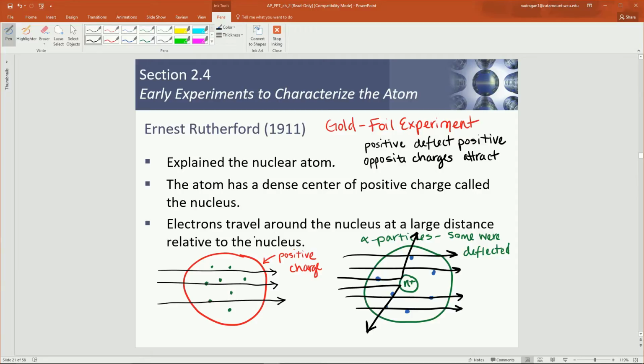From this, Rutherford also stated that the electrons travel around the nucleus at a distance that's relatively large compared to the size of the nucleus itself. The important thing to remember from Rutherford's experiment is that he discovered that there was a nucleus in the atom, which is a dense center of positive charge, and the electrons move around the nucleus inside the atom.